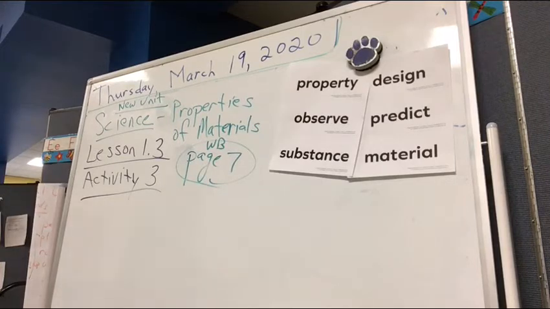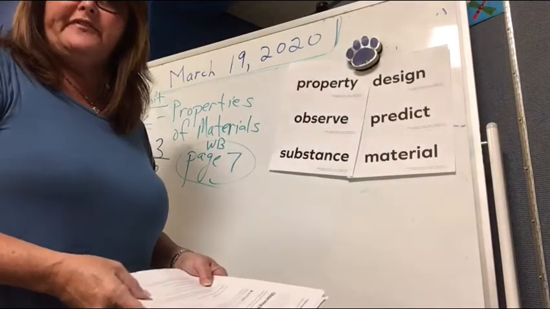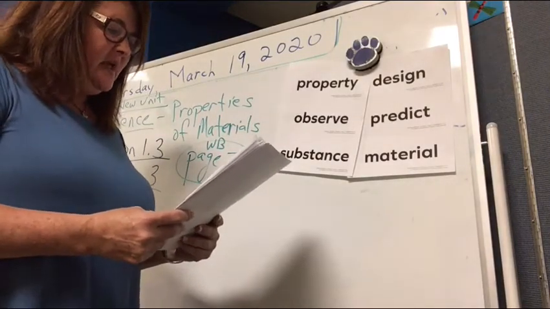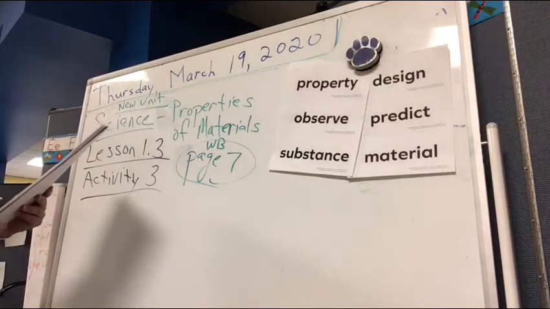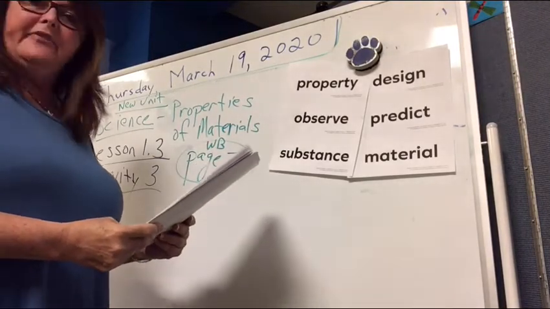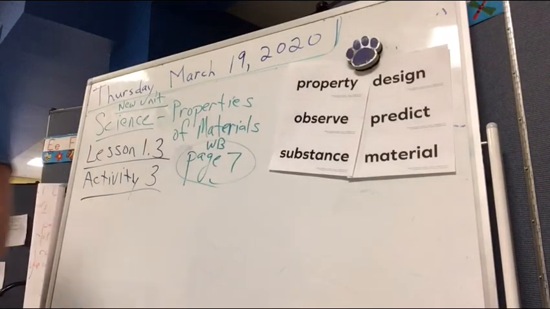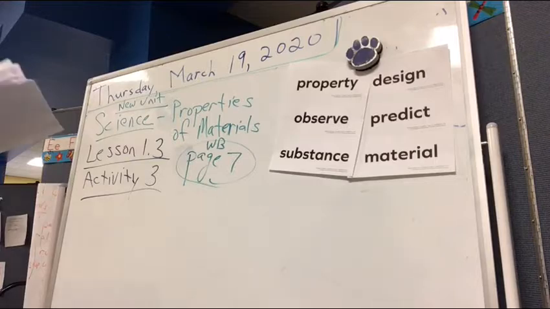Okay, so what is the definition of substance? There can be different types of the same material. For instance, wood is a material, but not all wood is the same. There are different kinds of wood. Metal is a material, but not all metal is the same. There are different kinds of metal. Paper is a material, but not all paper is the same. There are different kinds of paper.